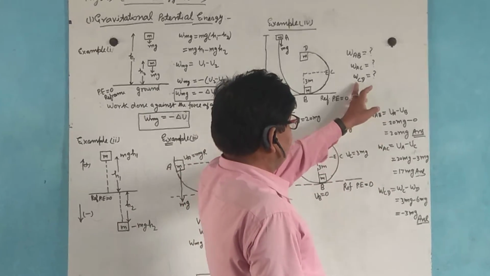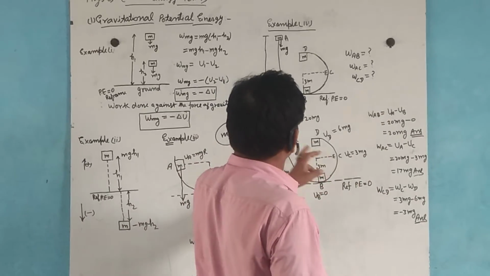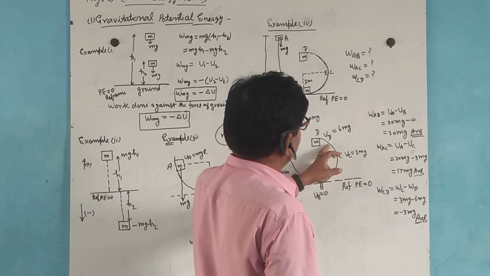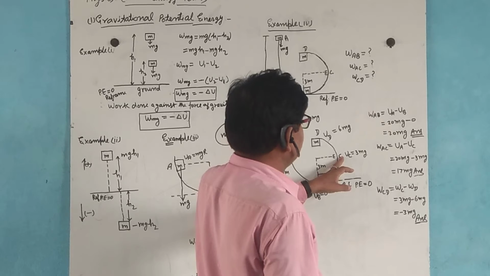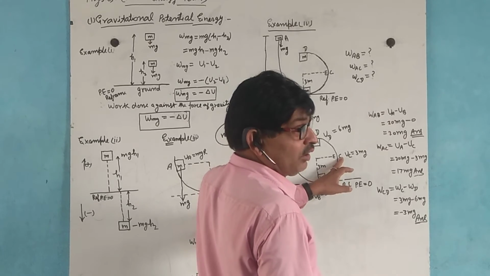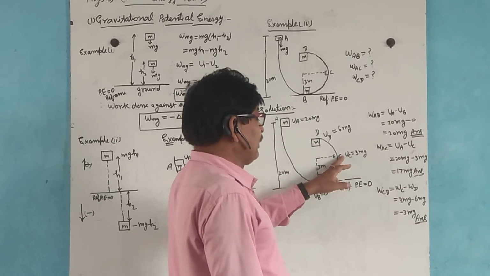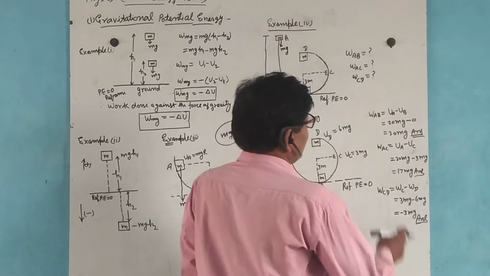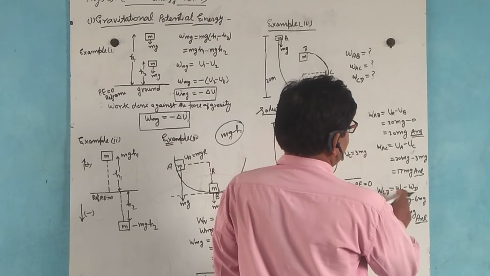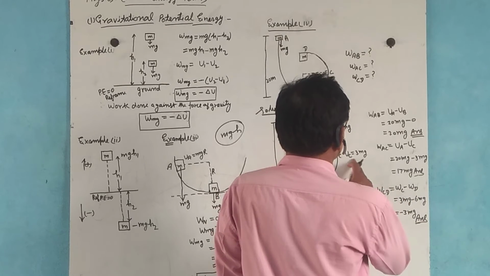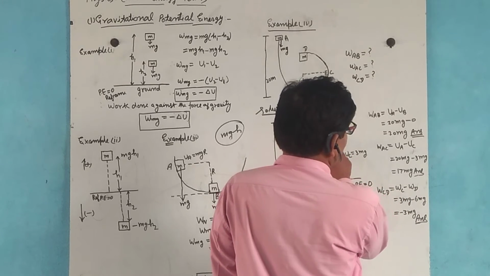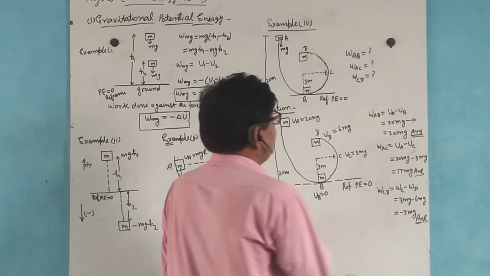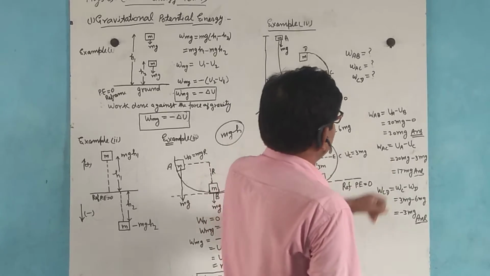Now the work done CD: calculate work done C and D. This is work done C and D. It means that here work done against the force of gravity, so this is negative. Now here work done C minus work done D. Work done C is equal to 3 mg, minus work done D is 6 mg, so this is minus 3 mg. Here this is positive, this is positive.